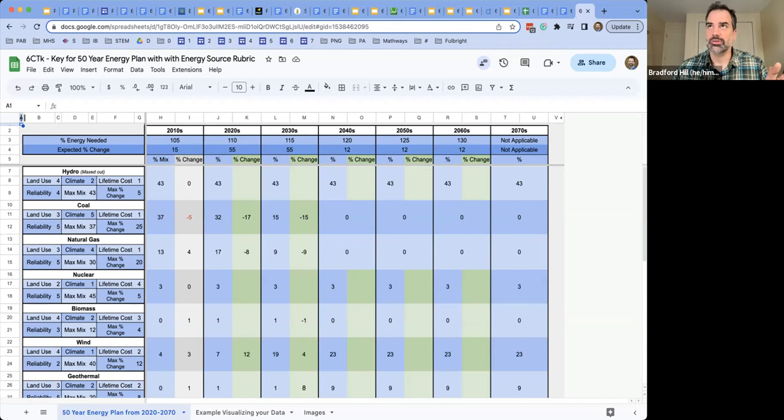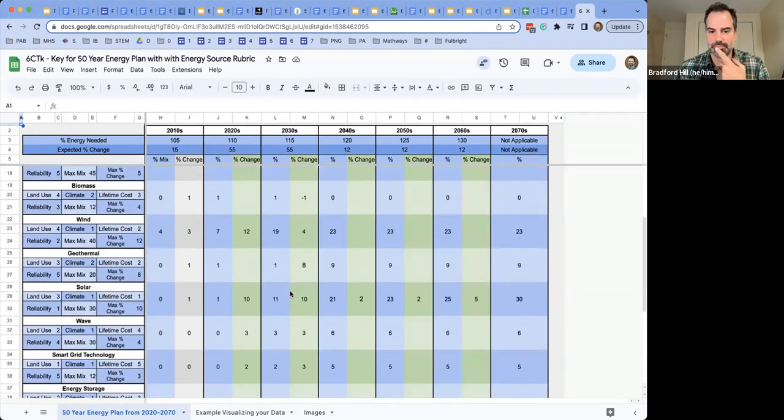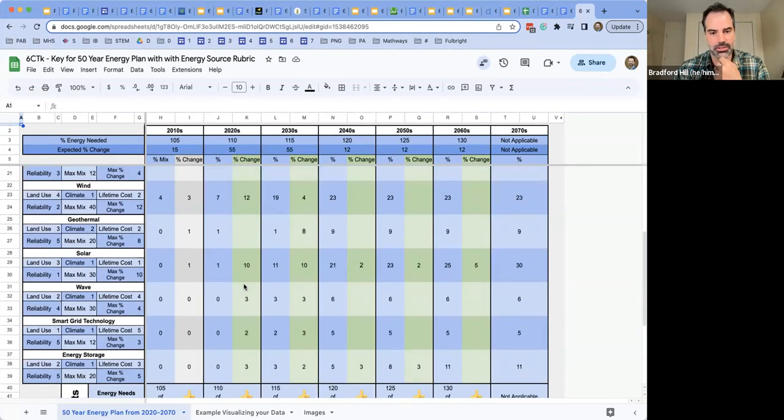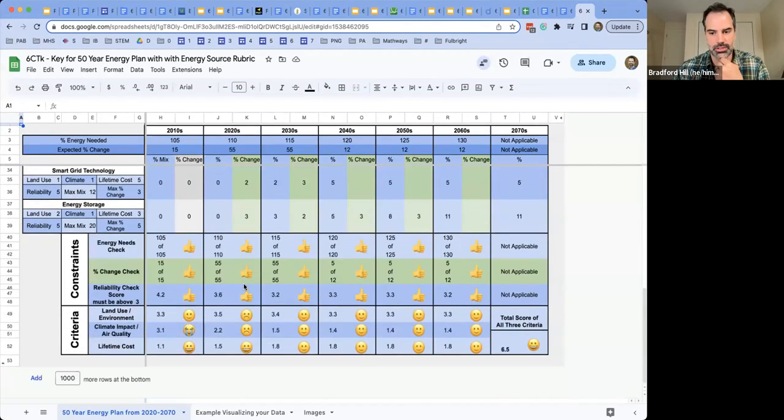Did anyone, in the chat or verbally, have any questions or comments on the 50-year energy plan? I pulled up the key here. Of course, with the 50-year plan, there's lots of different possibilities. That's one possible solution, which is very intentional.